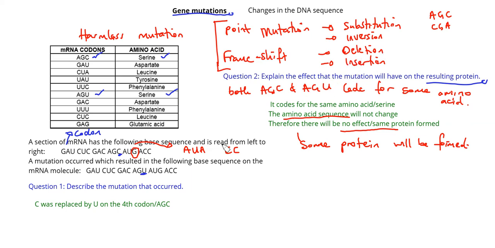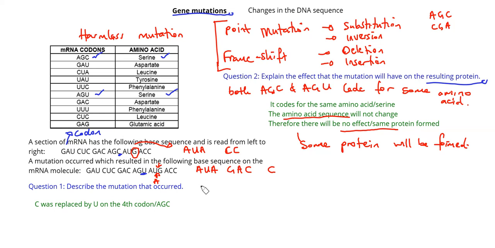What about insertion? If we are to insert, let's say you insert A, it means that you're going to have A, U, A. Then we are going to have G, A, C. Then the last one will be C. And the C does not code for any amino acid. And also these two C's cannot code for any amino acid.